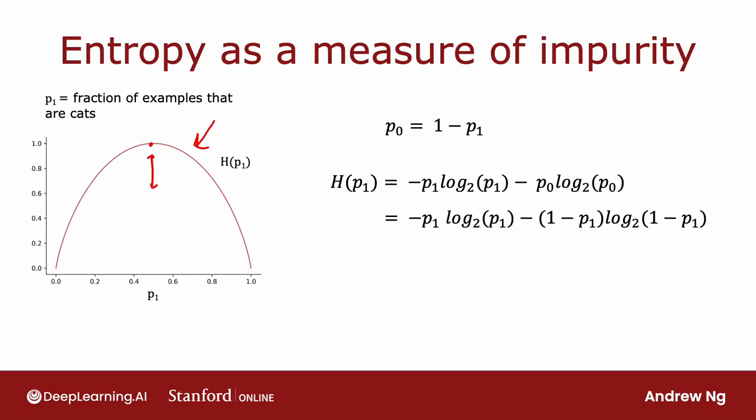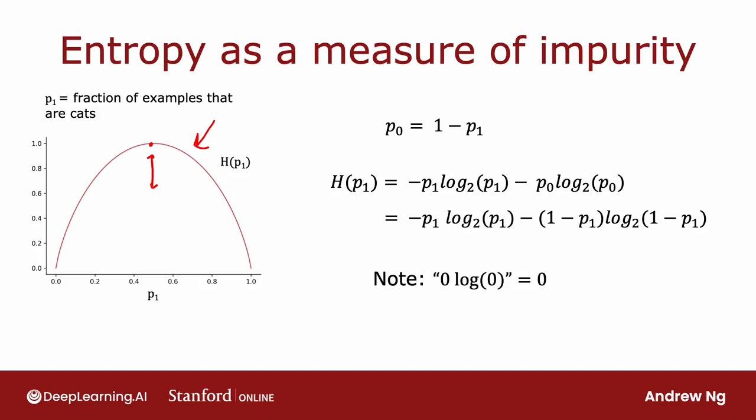One note on computing this function: if P1 or P0 is equal to 0, then an expression like this will look like 0 log of 0. And log of 0 is technically undefined. It's actually negative infinity. But by convention, for the purposes of computing entropy, we'll take 0 log 0 to be equal to 0. And that will correctly compute the entropy at 0 or at 1 to be equal to 0.